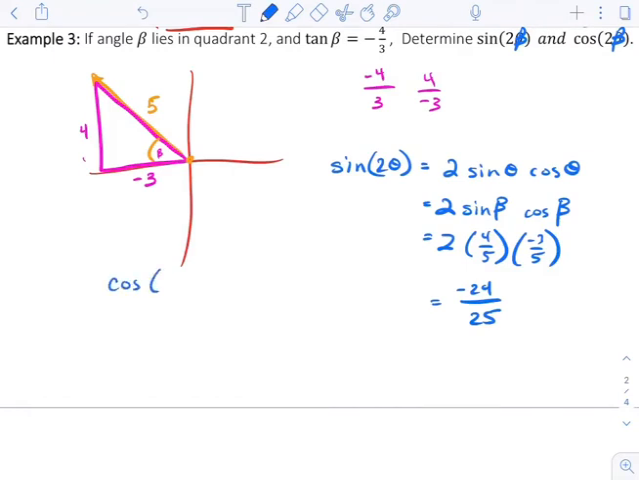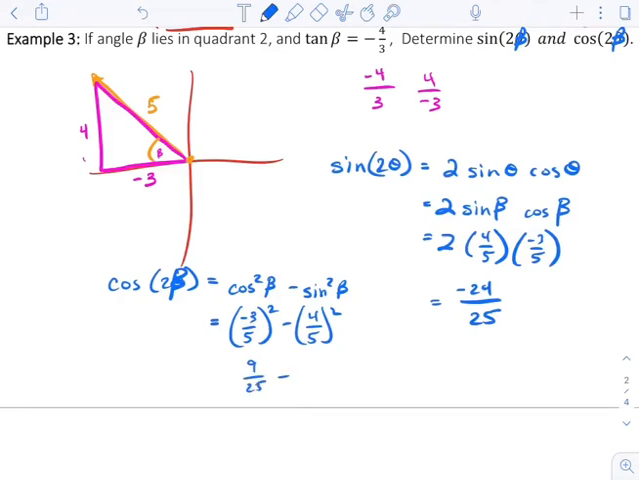It also asked us to find cos double angle. So it doesn't matter which one we use. Cos squared beta minus sine squared beta. We can use beta. So cos is negative 3/5, but remember that's being squared. Minus sine, which is 4/5, and that's also squared. So we get 9/25 minus 16/25, which is negative 7/25. We got our cos double angle formula worked out.